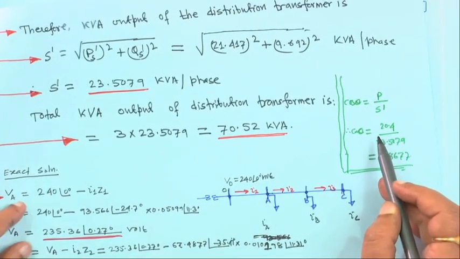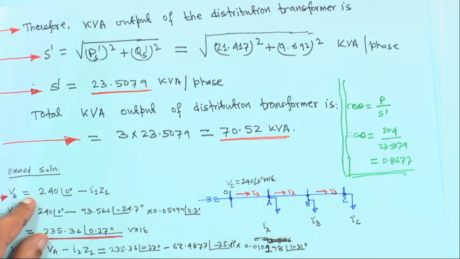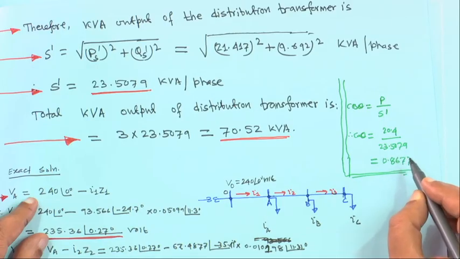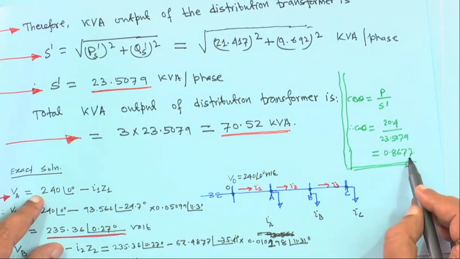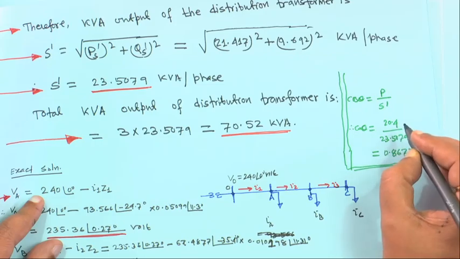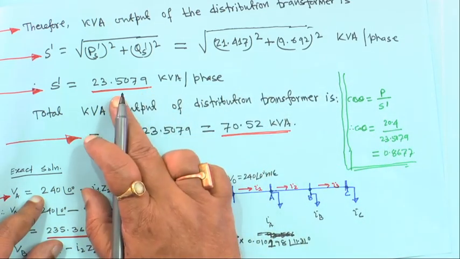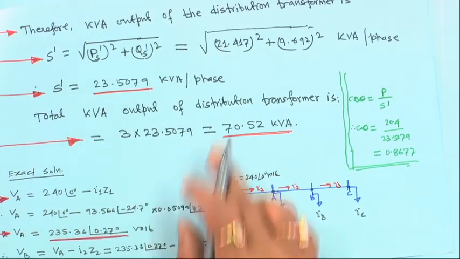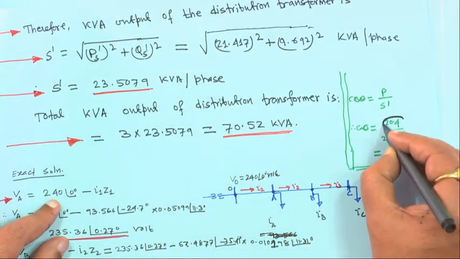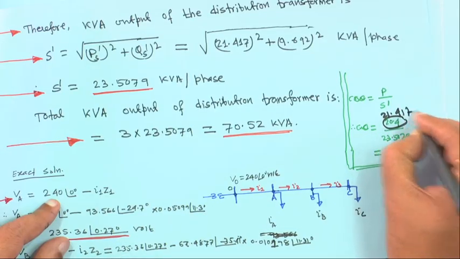Therefore, power factor will be P by S dash. So, 20.4 divided by 23.5079, it is 0.867. But at the substation, the power factor, instead of the load, will be computed with Ps dash, that is 21.417. So, power factor at the substation, instead of 20.4 load, you should take 21.417, right.